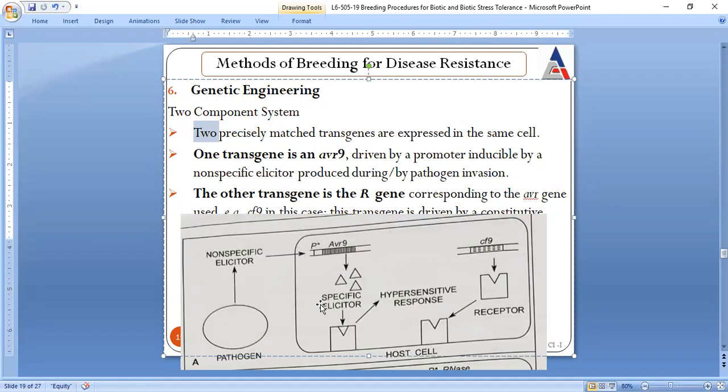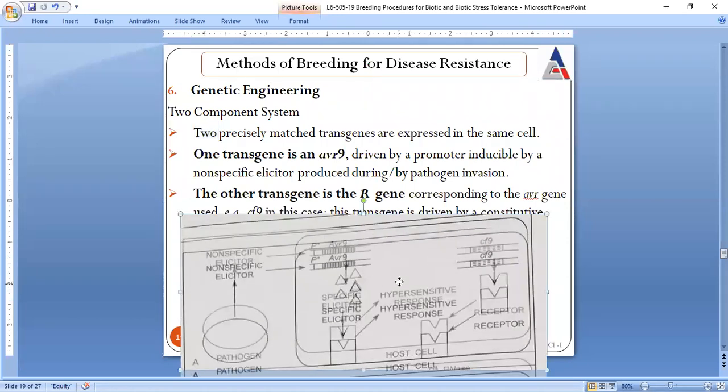So whenever this host is invaded, that means whenever this host is visited by this pathogen, the pathogen directly does not enter into this host cell. It is actually producing the elicitor. Elicitor means something that is activating something, and this elicitor is actually aimed at the death of the host cell, but it does not know about the artificial programmed cell death. Whenever this elicitor enters into this host cell, it is normally going to activate this promoter, that in turn will activate AVR9, right?